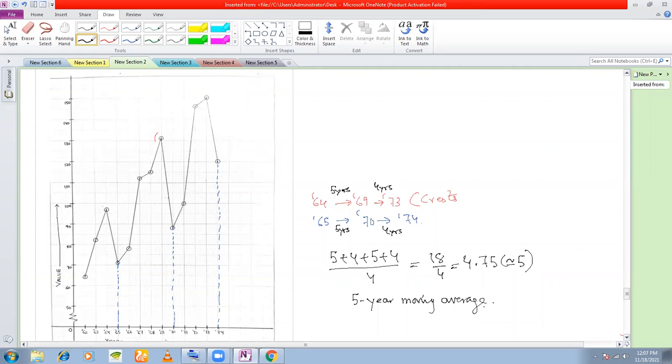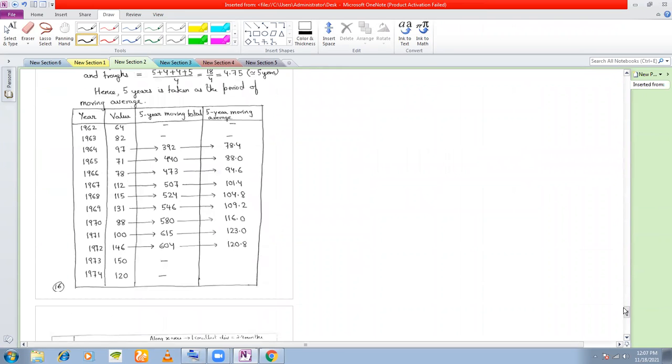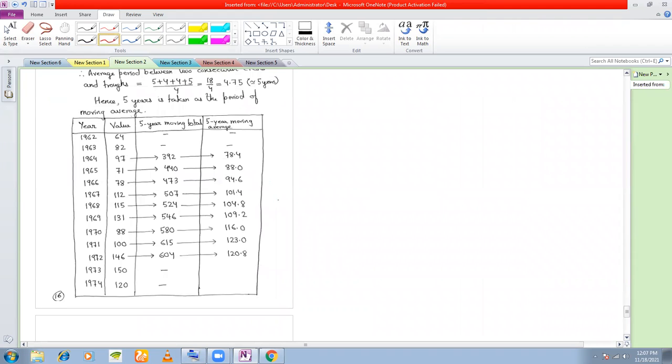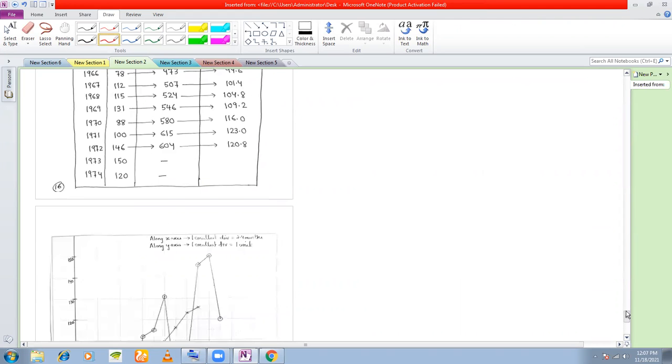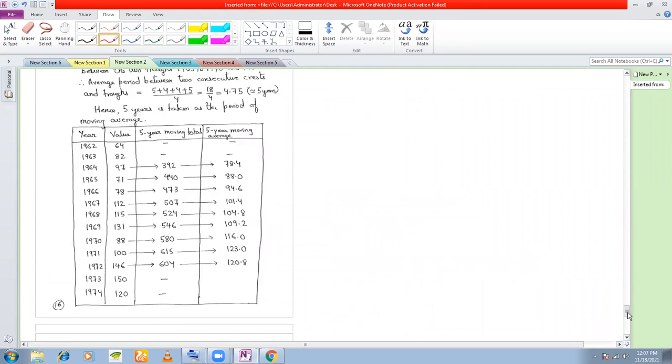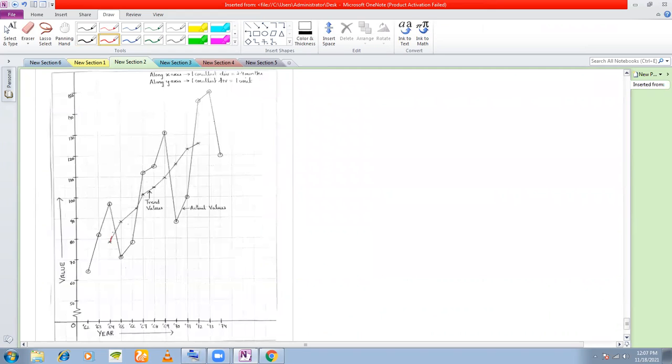Is this clear? Yes, sir. And a 5-year moving average you can take once you have drawn the graph. Now you can take your 5-year moving average here in this table. And once you have got the 5-year moving average, on the same graph sheet you can plot these moving average values and check the trend. Again, this is an increasing trend. Yes, sir. So that is all about moving averages.